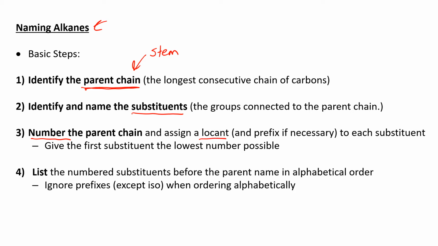It's just a number that assigns a position to each of the substituents or branches. And we always give our first substituent the lowest possible number, but we'll come back to that. And finally, we're going to list all of our numbered substituents before the parent name in alphabetical order, and we're going to plug everything into that template that I showed you on the previous slide.